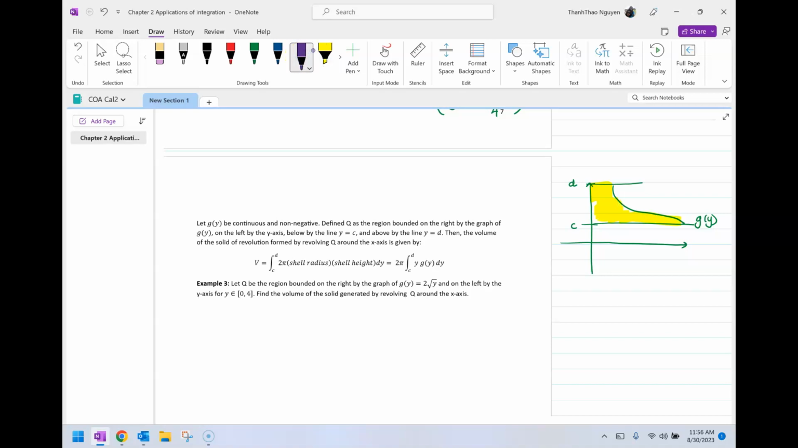And then we rotate this about the x-axis. So then we get this figure. I'm not very good at drawing rotation, but bear with me. And so then you will get this figure.